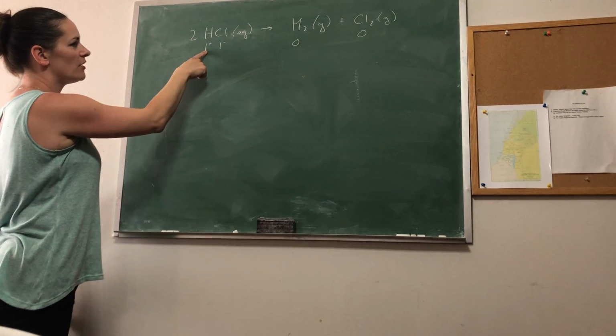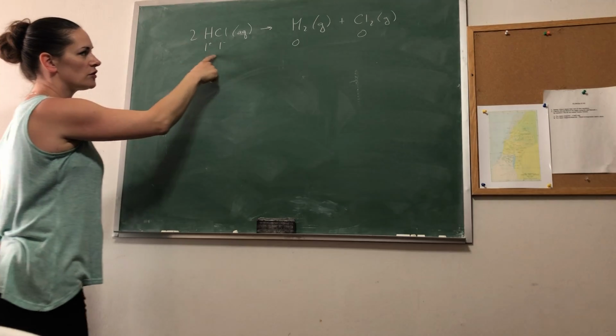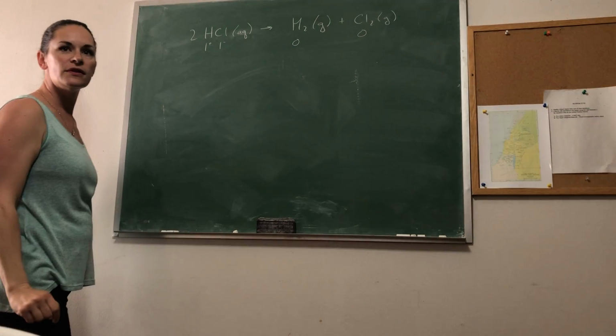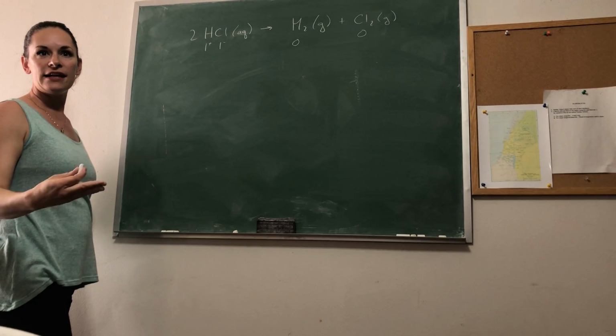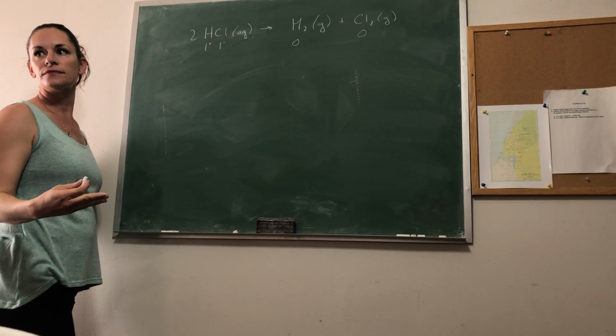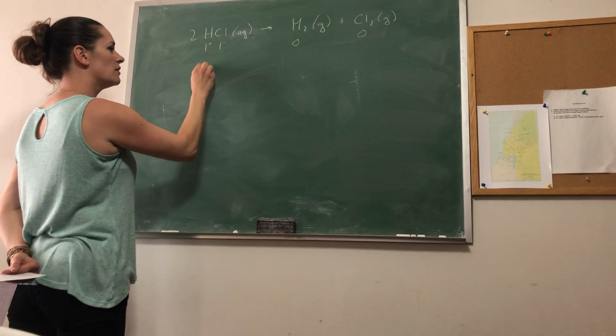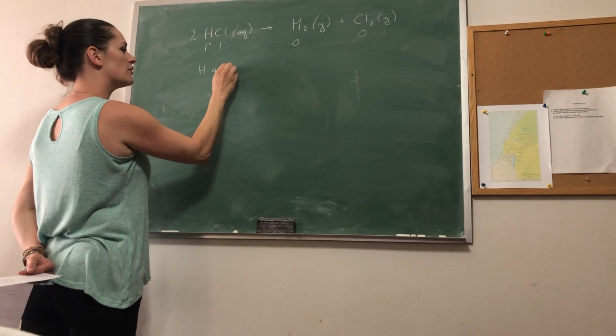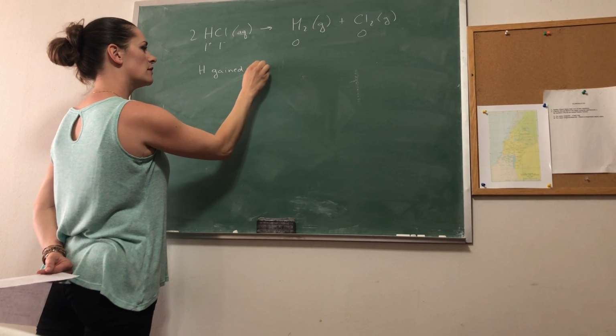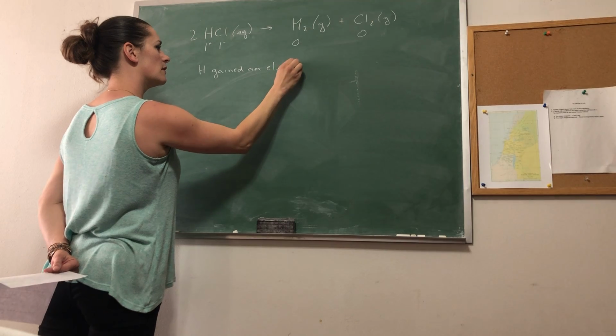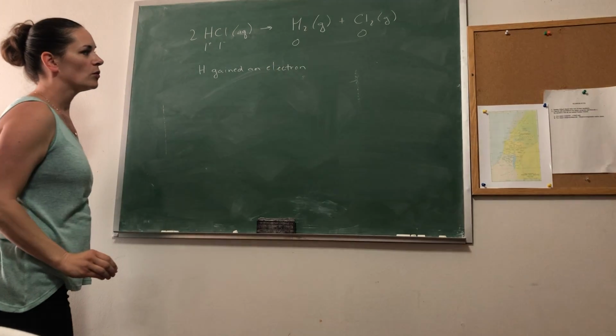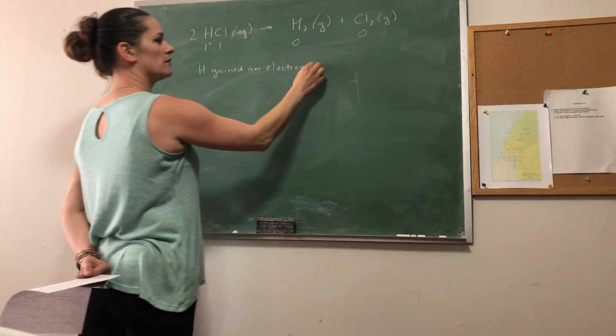So what happened to the hydrogen? It had a positive charge, now it has 0. It gained an electron, so it gained a negative charge. So it got reduced. Hydrogen gained an electron. It's the oxidizing agent, which means it was reduced.